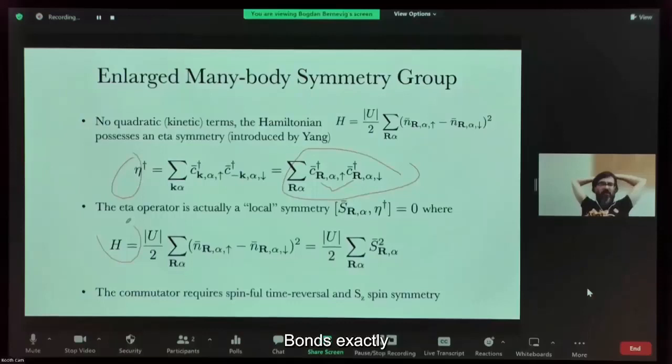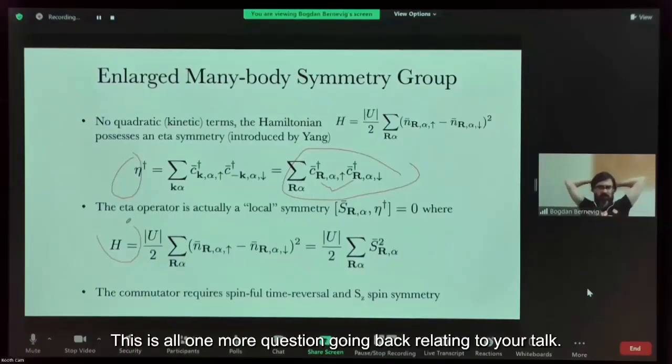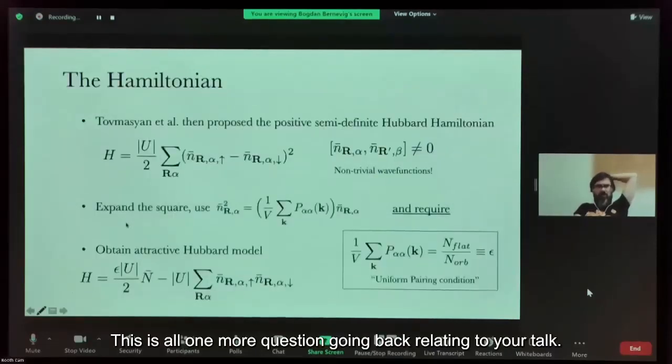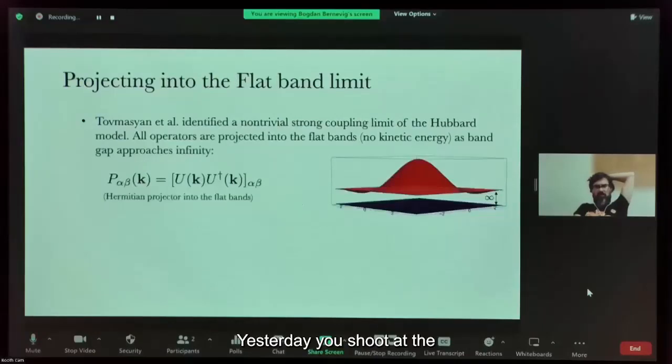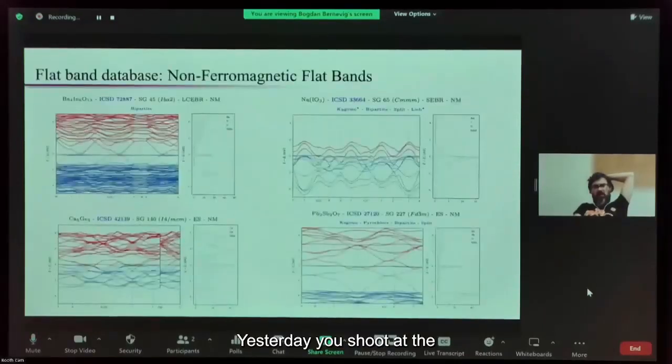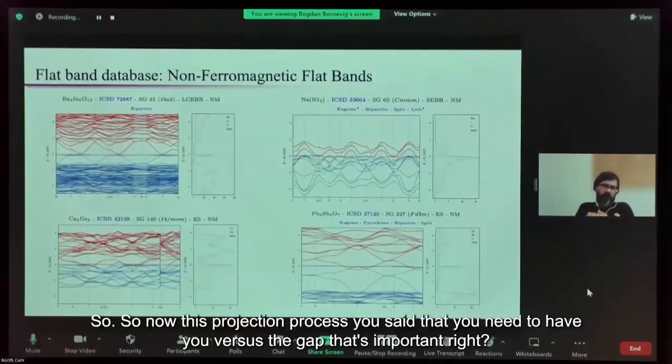Can I ask one question? Going back, relating to your talk yesterday, you showed that in real materials, mostly these flat bands don't come with a nice gap, right? So in this projection process, you said that U versus the gap is important, right? Except for the case of TBG, which seems to have a little bit of a gap between the flat bands and the rest of the bands. So it seems that we're going to have a problem with this projection process.